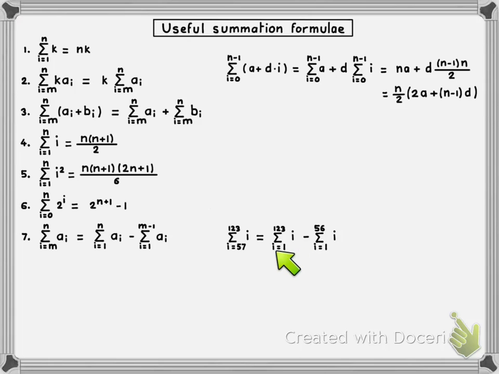And now we can use this formula here, which tells us that this is 123 times 124 divided by 2, and similarly this term is 56 times 57 divided by 2. So we subtract the two, plug the numbers in our calculator, and that's a pretty easy way to get this sum right here.